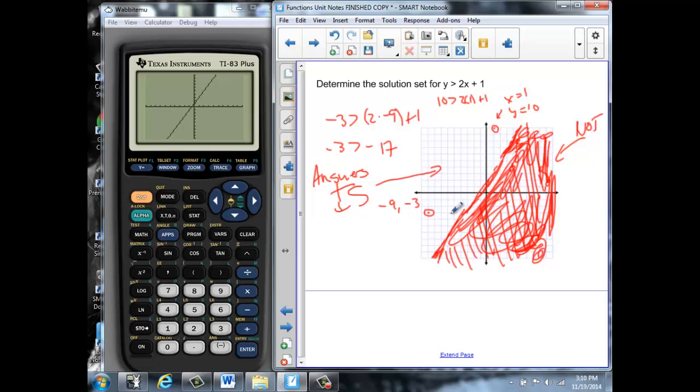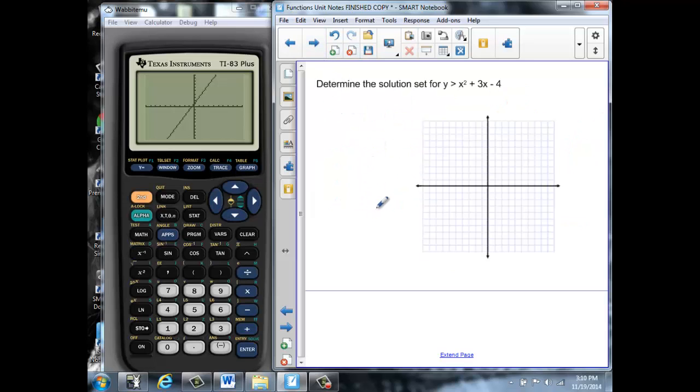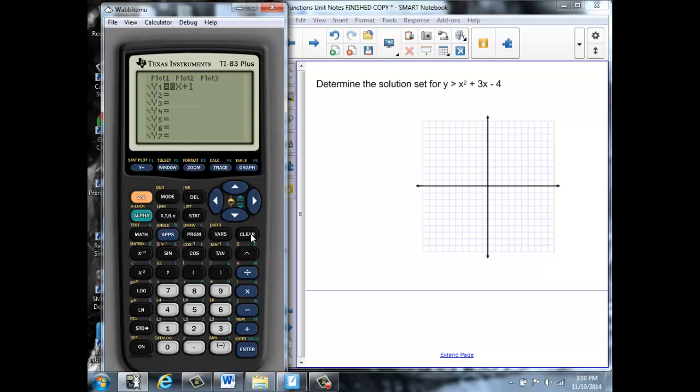Let me do this on the next one, because the quadratic ones are harder to figure out. So why don't we do this one next? Here's a quadratic one. We want to figure out where y is greater than x squared plus 3x minus 4. So first, let's just figure out where that graph goes. So this would be x squared plus 3x minus 4.